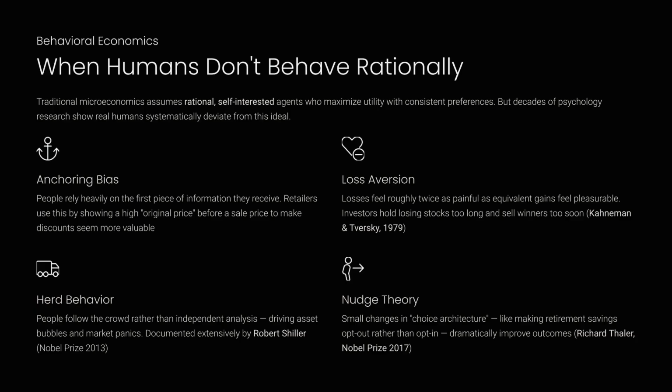Behavioral economics shows humans deviate from the rational ideal. Biases like anchoring and loss aversion, studied by Kahneman and Tversky, influence decisions. Richard Thaler's nudge theory shows how choice architecture can improve outcomes.